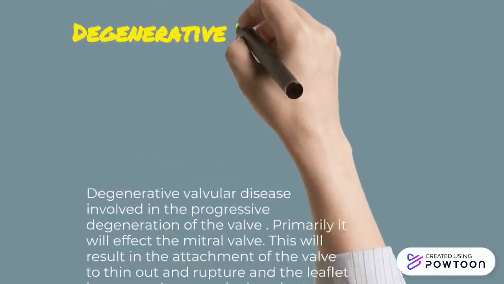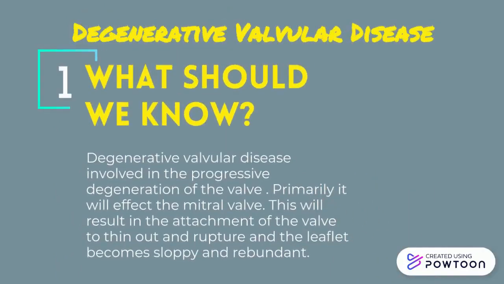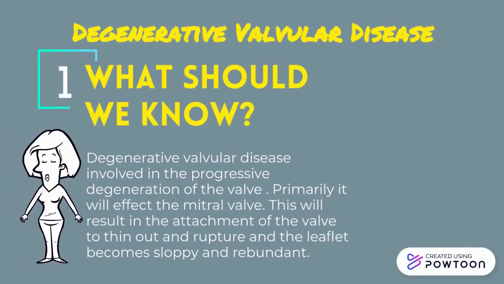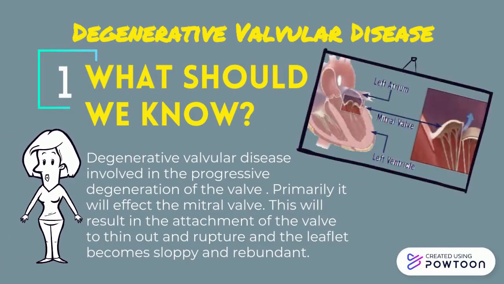What should we know about degenerative valvular disease? It involves progressive degeneration of the valve. Primarily, it affects the mitral valve. This results in the attachments of the valve becoming thin and rupturing, and the leaflet becomes sloppy and more abundant.